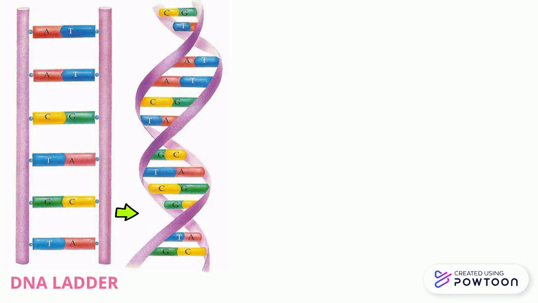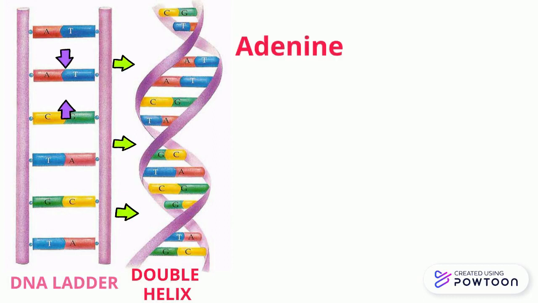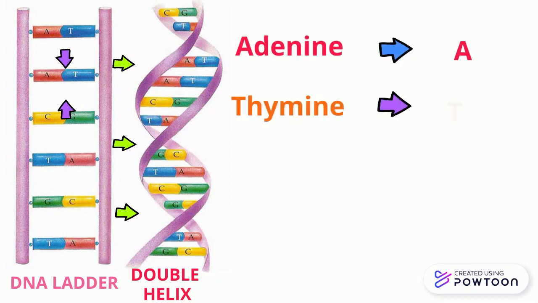DNA is shaped like a ladder that has been twisted, in which the side rails pertain to the double helix structure made of sugar phosphate, and the steps are made of 4 bases. Adenine is A, thymine is T, guanine is G, and cytosine is C.